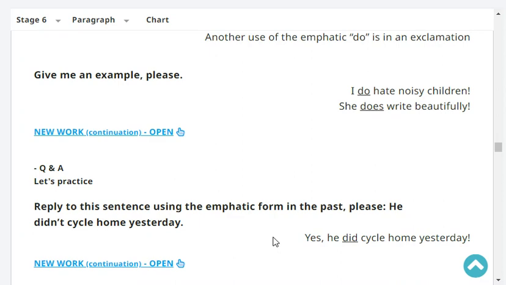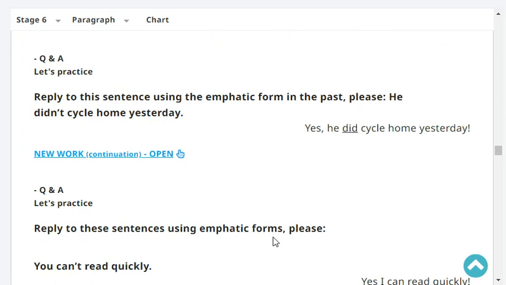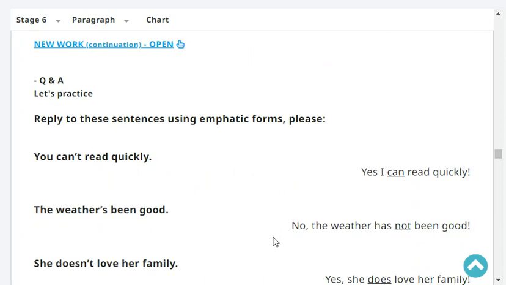He didn't cycle home yesterday. Reply to this sentence using the emphatic form in the past, please. He didn't cycle home yesterday. Yes, he did. Yes, he did cycle home yesterday. Very good. Okay, reply to this sentence using the emphatic form.